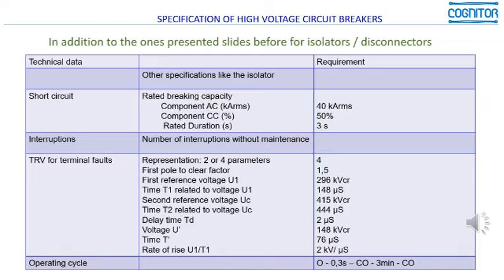The number of interruptions without maintenance is a very important data needed to be informed by the manufacturer. The transient recovery voltage that the circuit breaker can support, and these values that you see on the right side, these are values that actually are written in the IEC standard. Usually, you don't need to repeat these ones here. It is easier for you to just say something like the transient recovery voltage for terminal fault should be according to page 30 of the IEC standard, because these values are already written there.